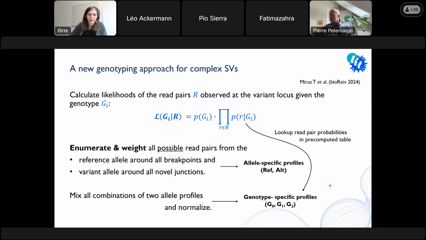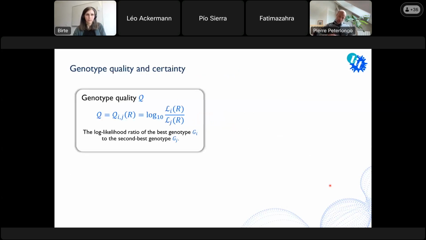So calculating likelihoods has quite a few advantages. One advantage is that you actually can filter based on the confidence in your call, and one widely used standard measure of genotype confidence is the genotype quality, which is simply the ratio of the likelihoods of the best genotype to the second best genotype.